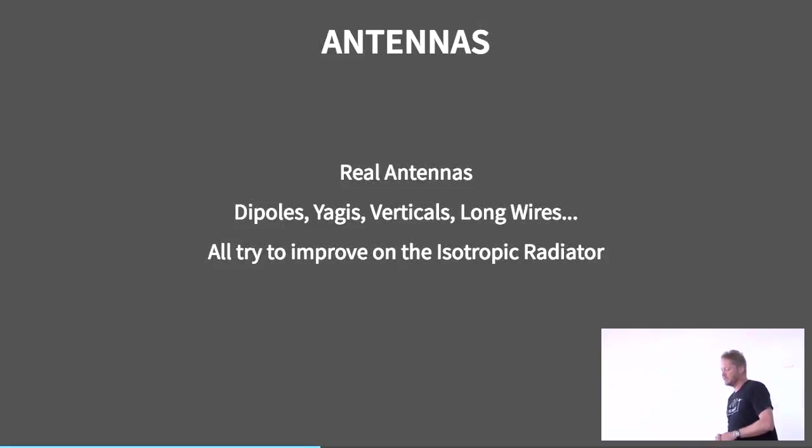So real antennas, things like dipoles, yagis, verticals, long wires, and they're all trying to be better than an isotropic radiator. A dipole is what it says, two poles, and typically it's an antenna which has just two wires sticking out. A yagi is a development of that. It's a dipole with extra elements to make it perform better, and I'll show a diagram of that in a sec. You have vertical antennas, that's a good example, leaning up against the wall there. And anybody who's ever really played with radios as a kid, particularly if they played with crystal radios as a kid, would be familiar with the long wire antenna, which is the simplest and easiest thing to throw up in the air.